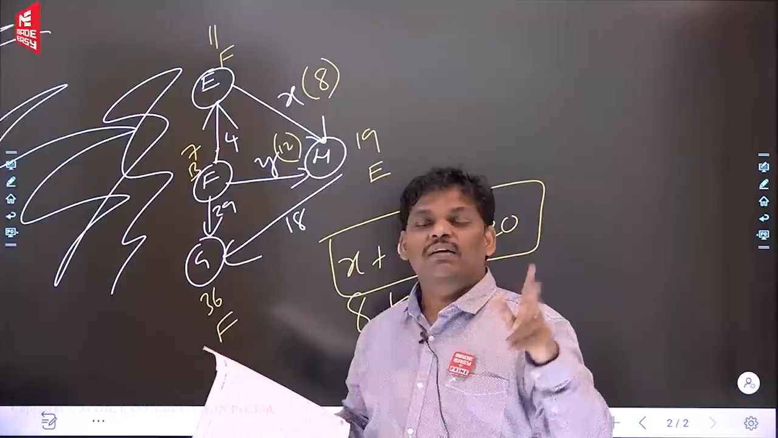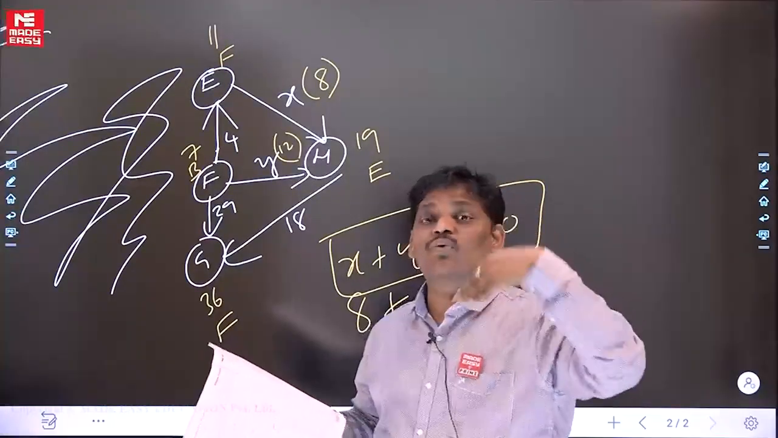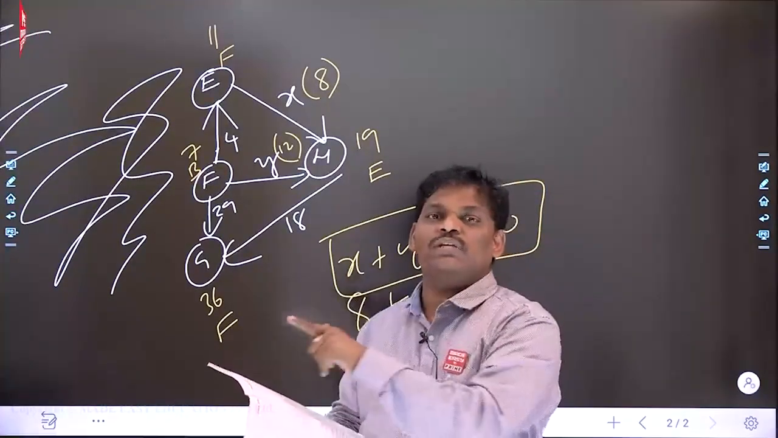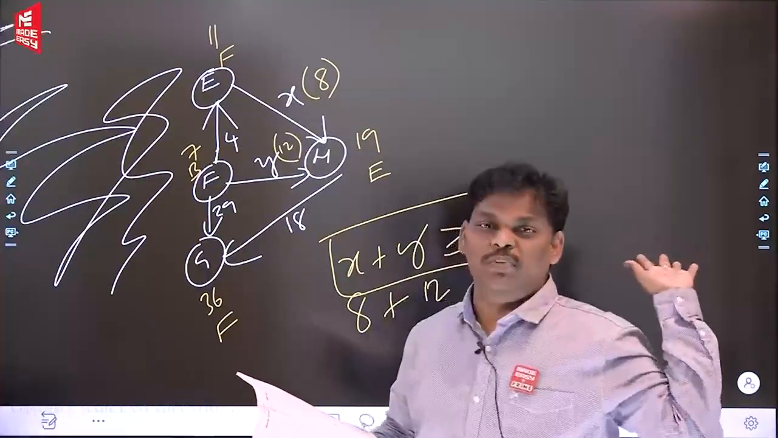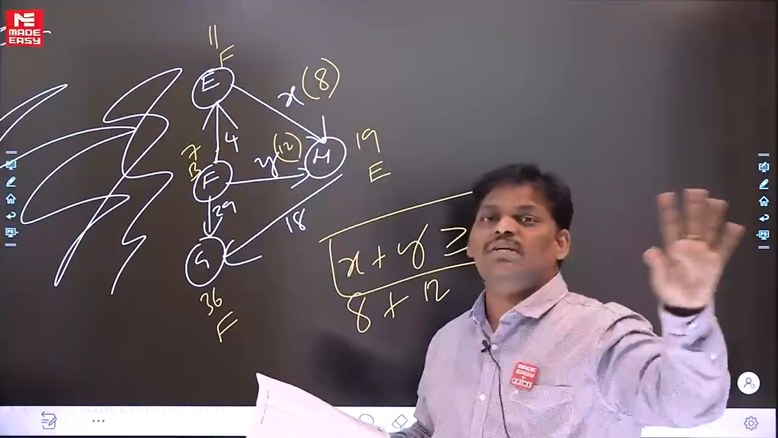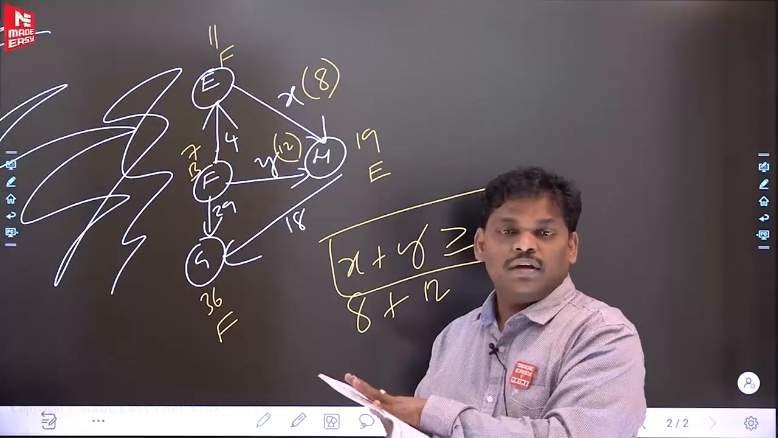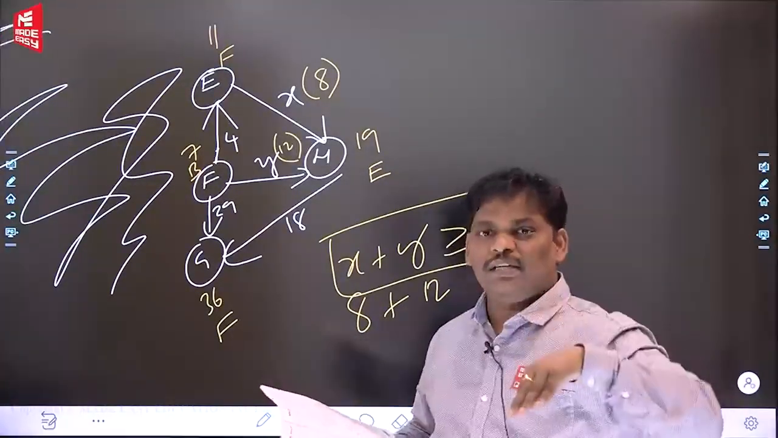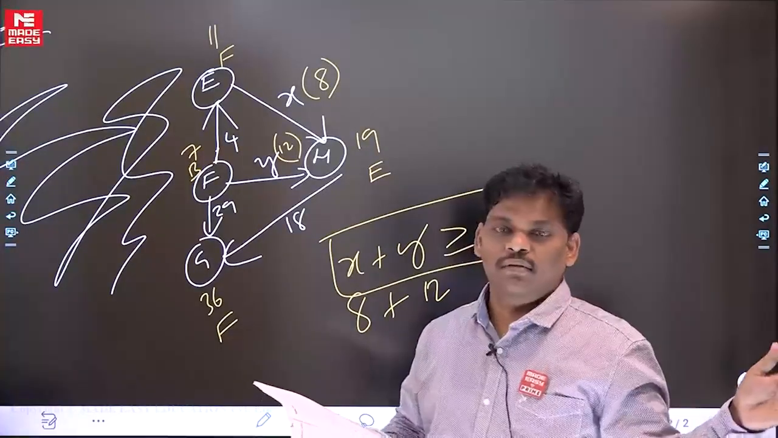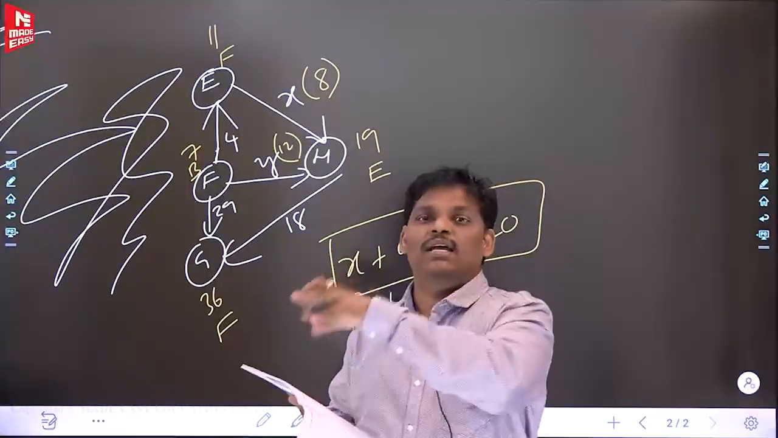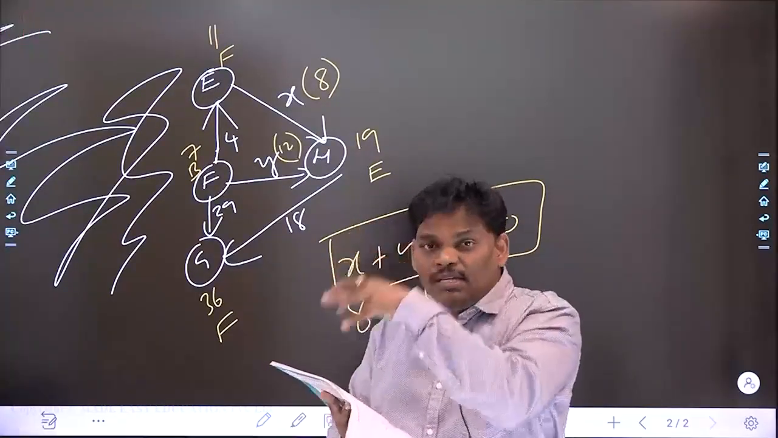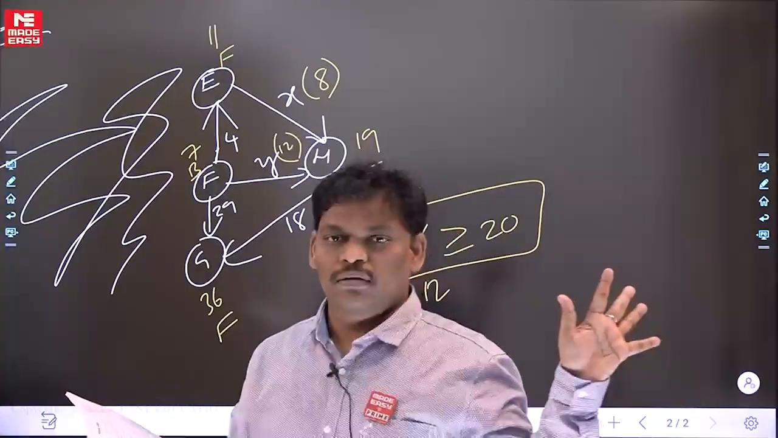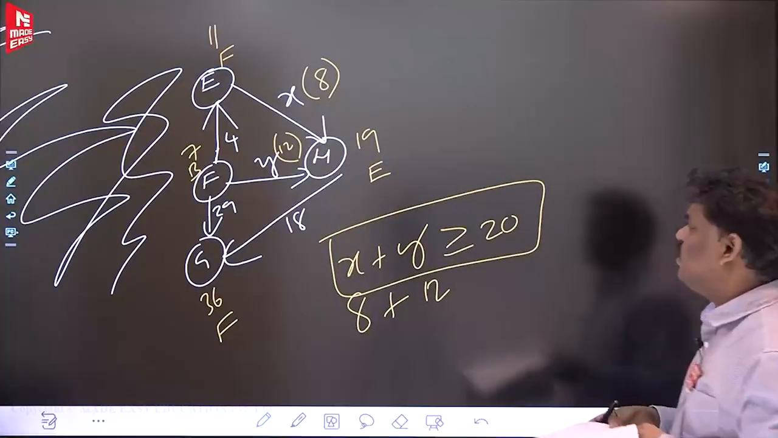Somewhere the given table and the Dijkstra's algorithm you applied are not matching. Even if they are not matching, whatever is given, you have to select. Please be careful. He is saying that he applied Dijkstra's already and got this answer. He is not asking you to verify. For the given graph, he applied Dijkstra's and got these answers. So, to get these answers from the given graph, what are the possible values for x and y? You have to do that. So, the answer is going to be x plus y greater than or equal to 20.